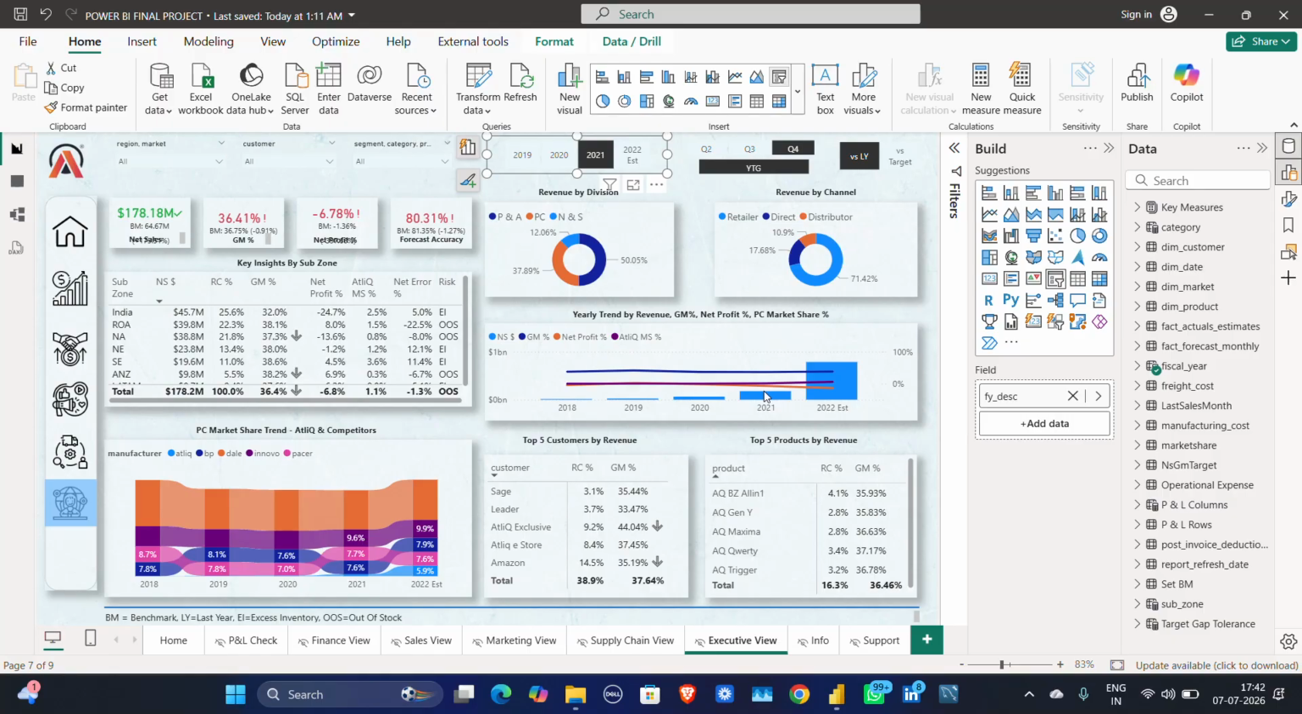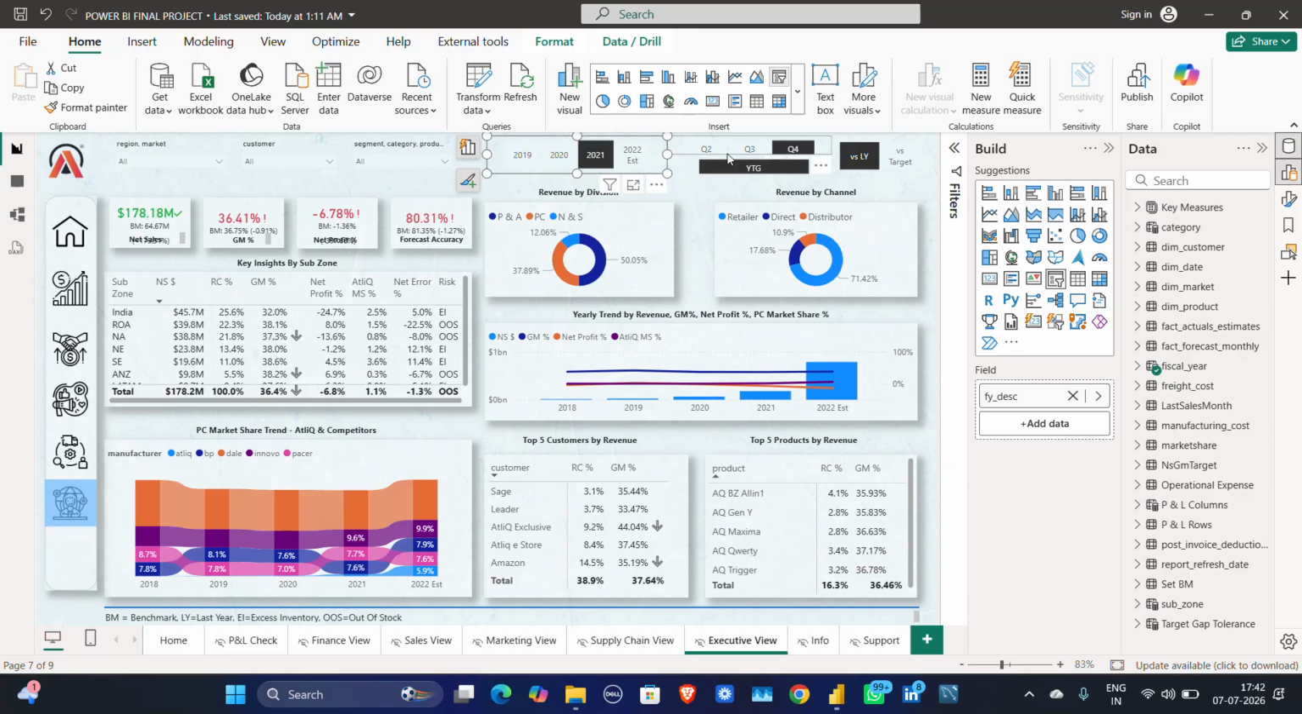Okay, so moving on to filters, just like other dashboard pages, at the top we have a set of interactive filters. So we can filter the report by region or market, customer, segment, category. Then we have the year selector, allowing us to compare performance across different years. Below that, you'll notice the quarter filter.